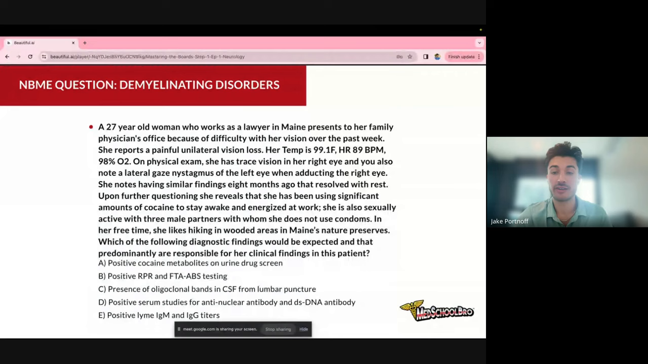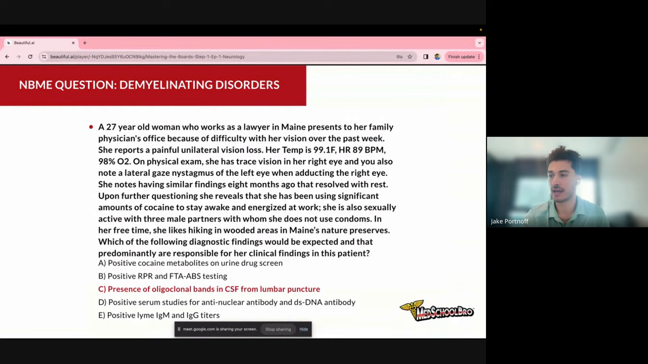Which of the following diagnostic findings would be expected and predominantly responsible for her clinical findings in this patient? All right, guys, take a second to go through that and put your answers in the chat box. I see C's, I see D's, I see E's, I see a mix. So the correct answer here, guys, is C. And what diagnosis do you suspect that this is? For those who said C, multiple sclerosis, great, Kathleen, great, Benny, great. Yep, all you guys are getting that.